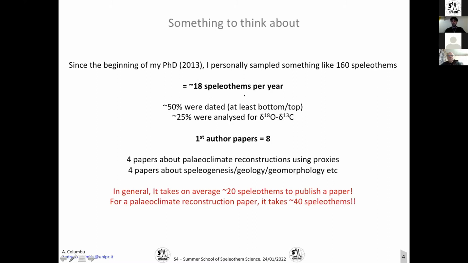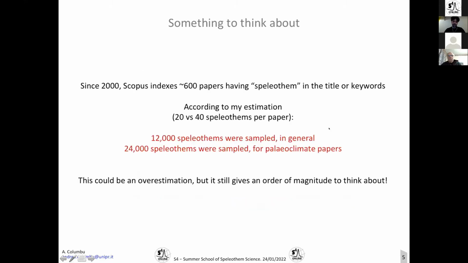Also, I've published 8 papers as first author, but 4 of them are about paleoclimate reconstruction, and 4 of them are about speleogenesis, geology, and geomorphology. In general, to me, it takes on average 20 speleothems to publish a paper, and for paleoclimate reconstruction, it takes 40 speleothems. So the number gets huge.